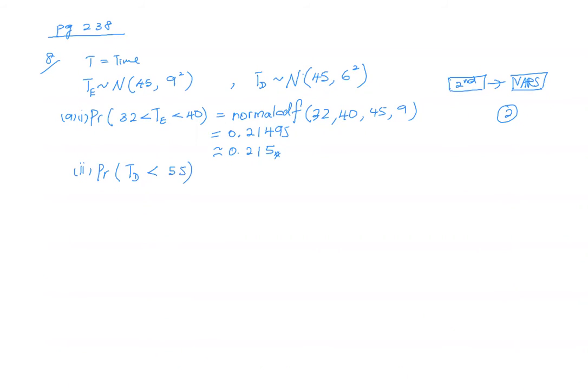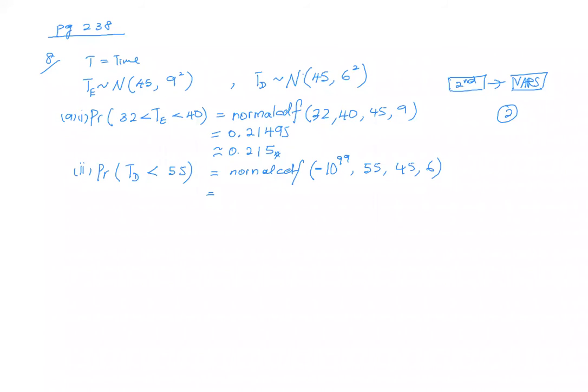So this is equal to, you also do normal CDF, but you must know which mean and which standard deviation. So if less than, the lower limit, we put negative 10 to the power 99. Upper limit 55. The mean is 45. But the standard deviation is 6. So get into the calculator and get the answer.